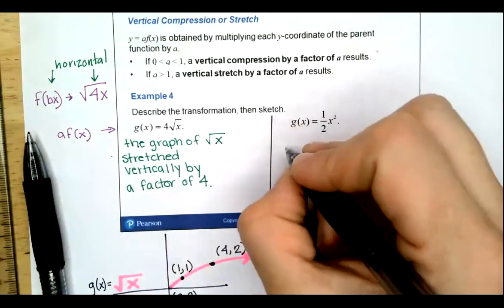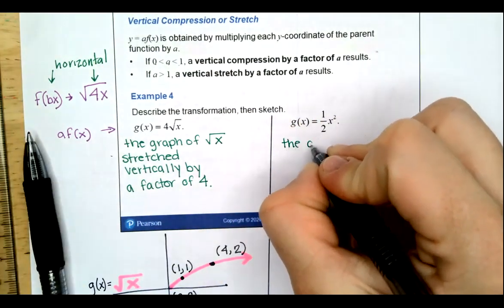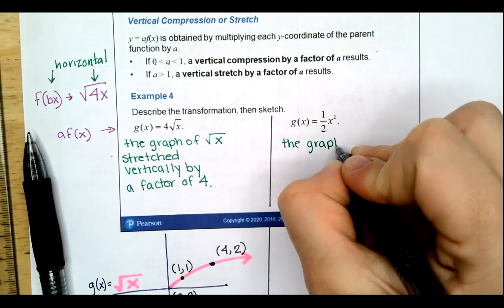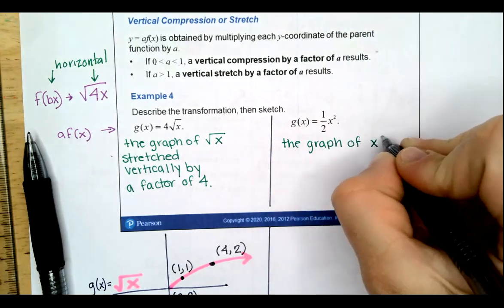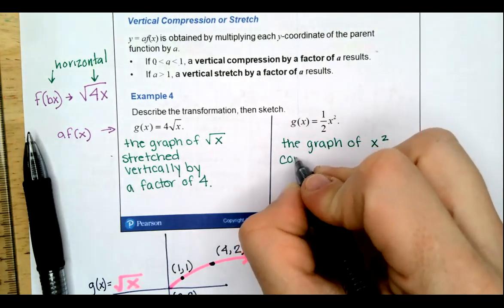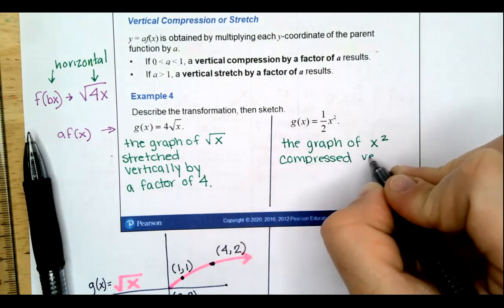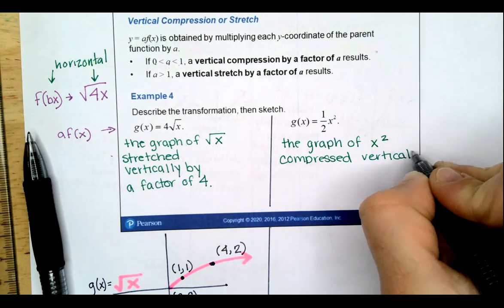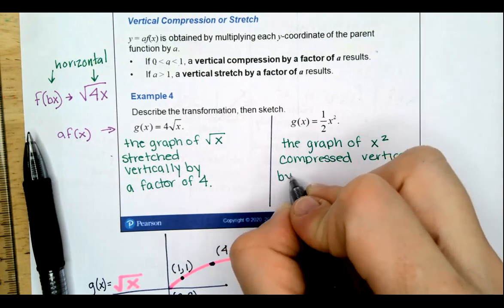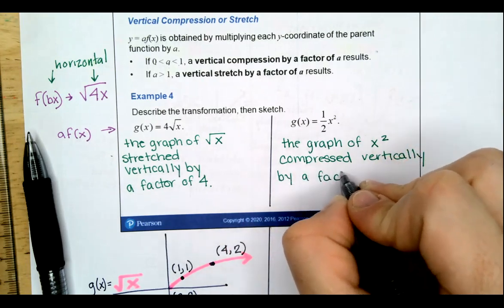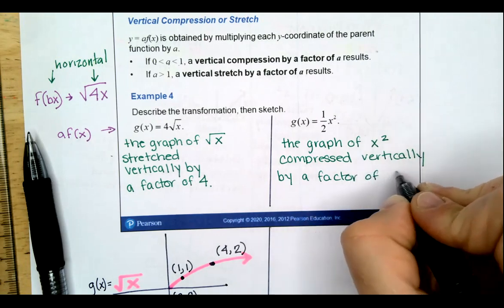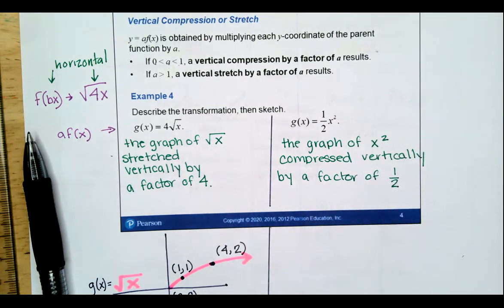This is the graph of x squared compressed vertically by a factor of 1/2.